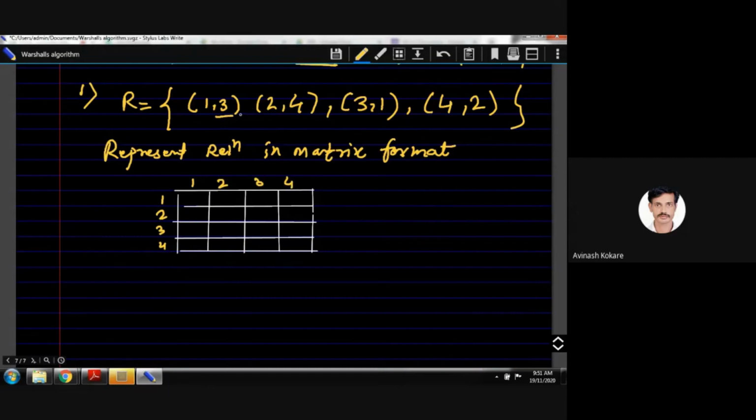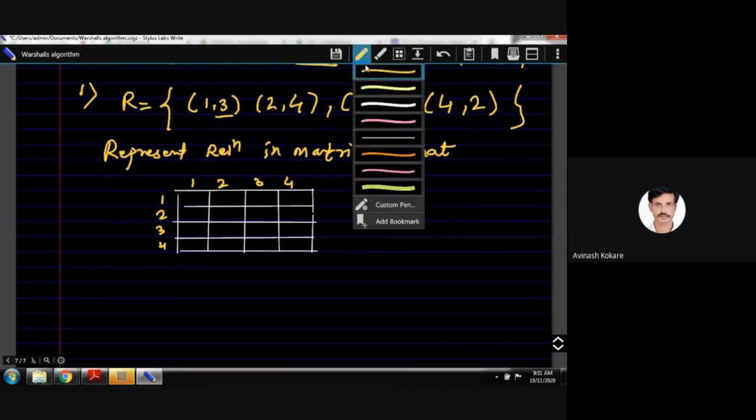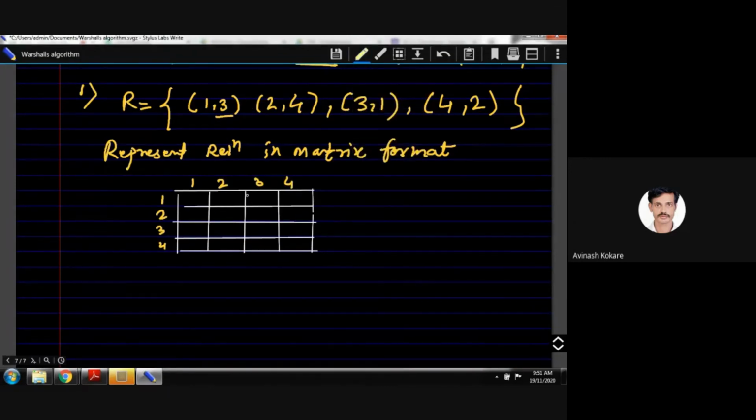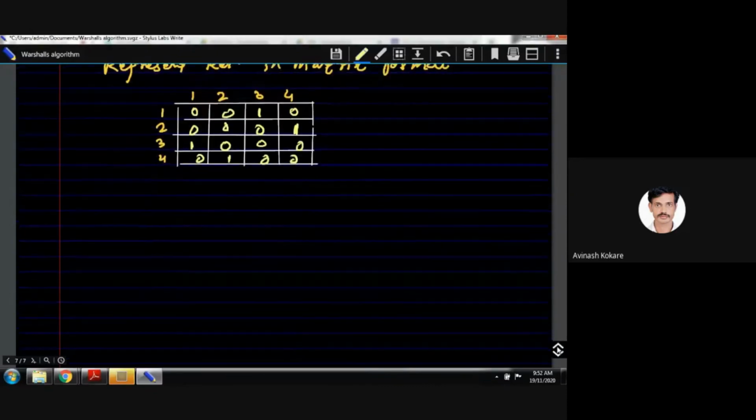And write these pairs. The first pair is from 1 to 3, so 1 to 3 will become 1. 2 to 4 will become 1. 3 to 1 will become 1. And 4 to 2 will become 1 here. Others will be 0. Am I right? So this is your representation.